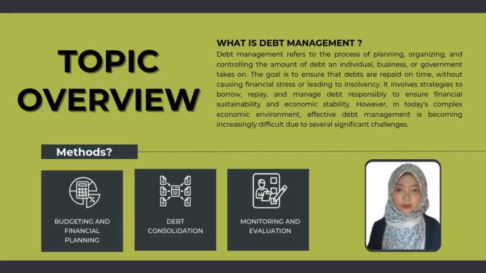First, budgeting and financial planning, which helps individuals keep track of incomes and expenses while setting clear financial goals. Second, debt consolidation, which combines multiple debts into a single loan with a lower interest rate to ease repayment. Third, monitoring and evaluation, which involves regularly reviewing one's financial status and making adjustments where necessary. By applying these methods, individuals and organizations can avoid financial crisis and maintain a stable financial footing.